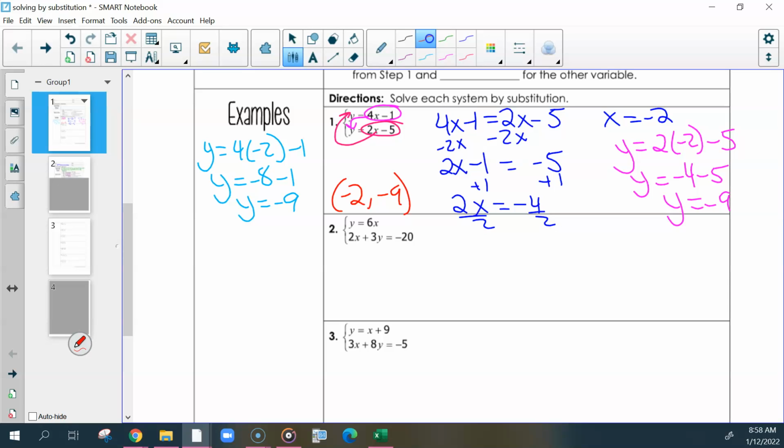Because in this case, you're just trying to find the value of y. You're not trying to see does it work. So you're not trying to test the solution. You're just trying to figure out the part of the solution. That's why we don't have to do it. Now, if you wanted to check this, the -2, -9, then you would need to put it back into both and make sure it works.